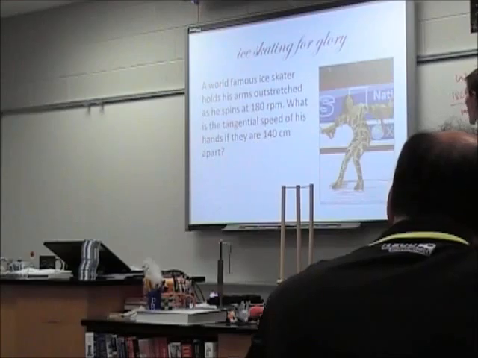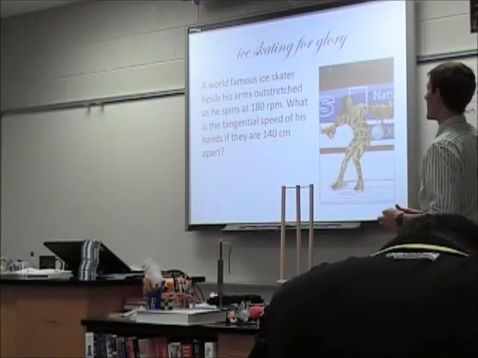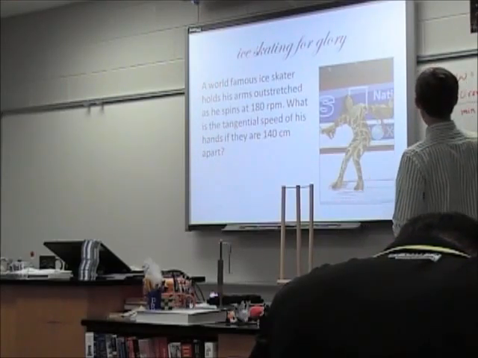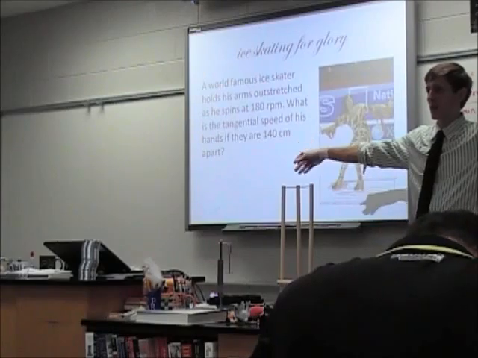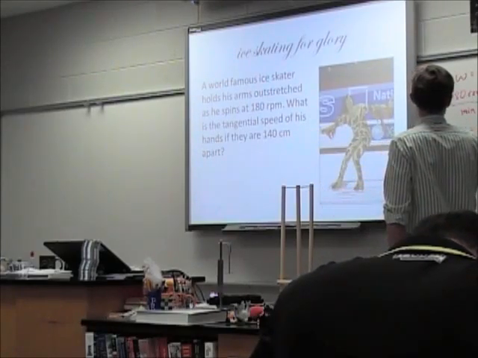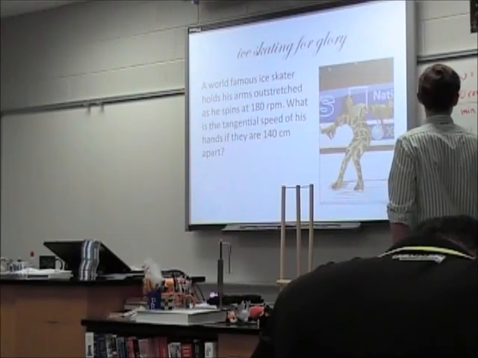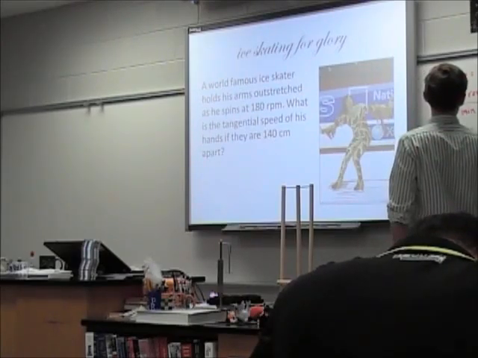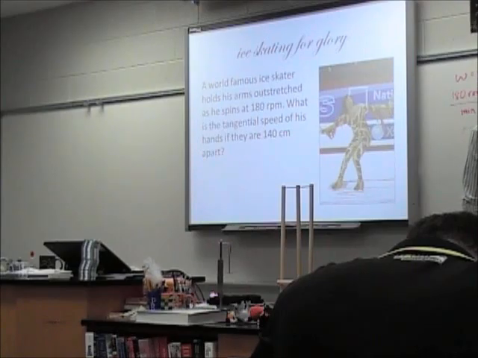Okay, we're trying to find the tangential speed of sand. What does 140 centimeters represent? The diameter. So what do we need to do? Divide by 2 for the radius in meters. So speed is equal to omega r, which is 18.8 times 0.7.